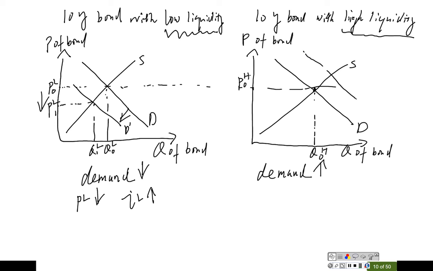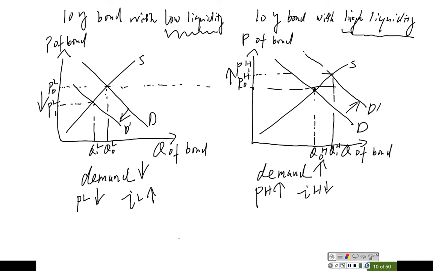Similarly, we can show the demand curve shifts to the right because of the increase in the demand for this type of bond. Here again, we can find the new price PH1 is higher than the initial price. Which means the price of the high liquidity bond goes up. So the interest rate on the high liquidity bond will go down.